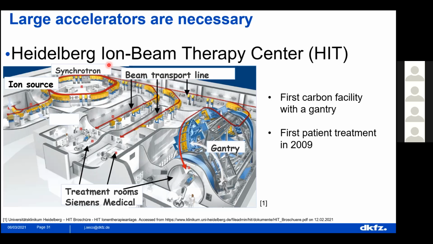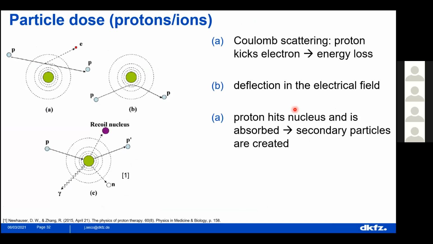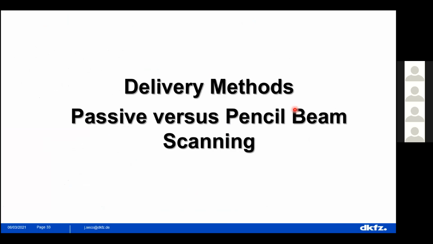So you have your racetrack here, your synchrotron, you have 2 fixed beam lines that go in this way, and you have a very large gantry for therapy. And you even have a 4th line for experimental research. I'll skip that. Now we come to the part that is important, the delivery.